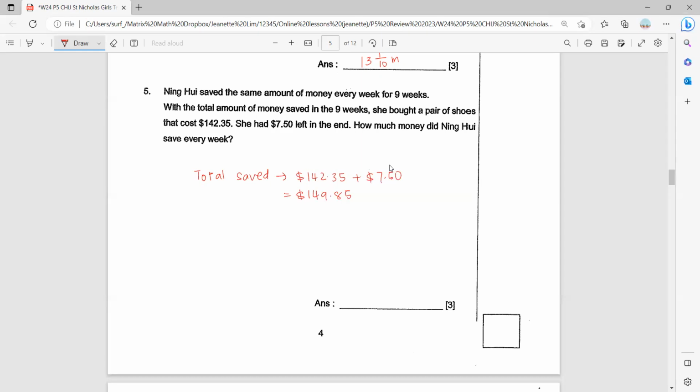We are supposed to find how much she saved every week. So we just take this amount. Since this is for 9 weeks, we divide it by 9. So answer $16.65.